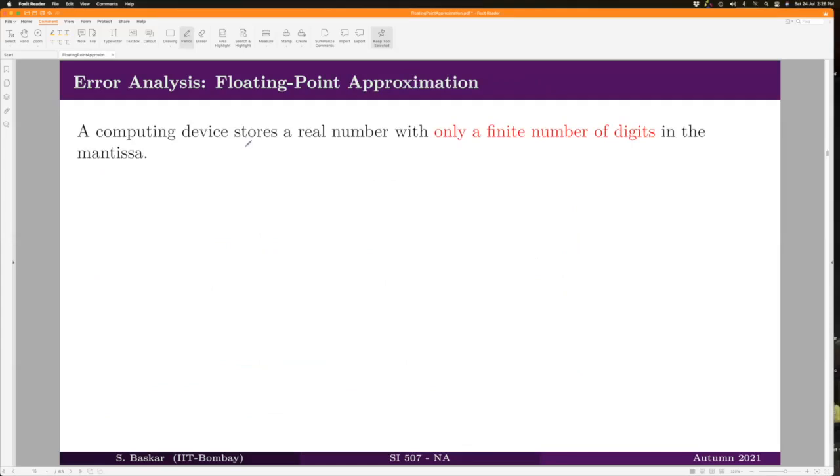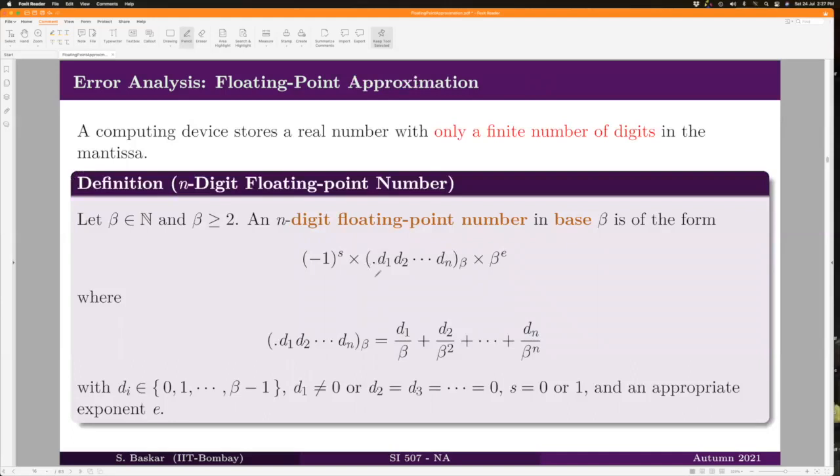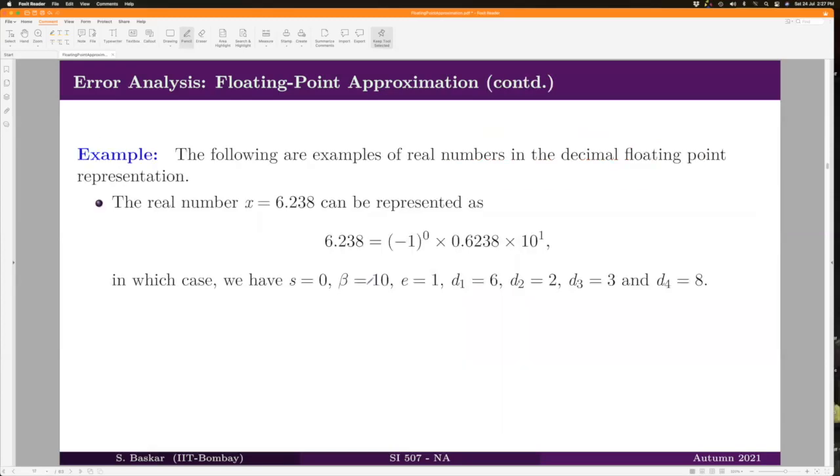As I told you in the first slide, a computing device stores a real number with only a finite number of digits in the mantissa. A computing device, whether it is a calculator or a computer, cannot store infinitely many digits. It has to stop somewhere, at a finite number of digits in the mantissa. When we have only finitely many digits in the mantissa, we call such numbers n-digit floating point numbers, where n is the number of digits in the mantissa. Let's take an example. Take the number x equal to 6.238.